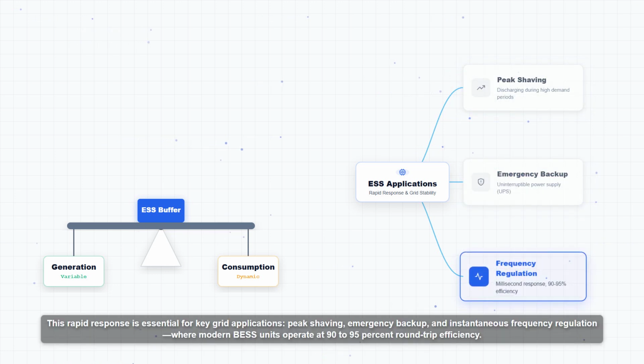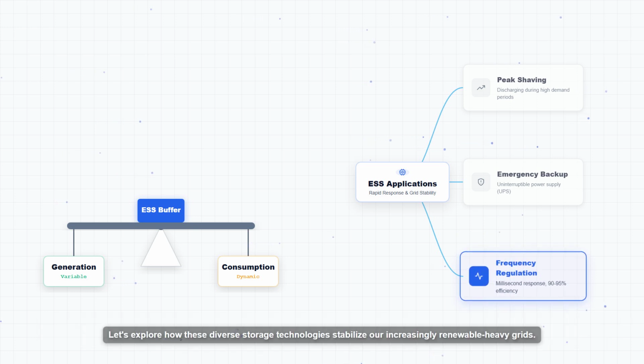This rapid response is essential for key grid applications, peak shaving, emergency backup, and instantaneous frequency regulation, where modern BESS units operate at 90 to 95% round trip efficiency. Let's explore how these diverse storage technologies stabilize our increasingly renewable heavy grids.